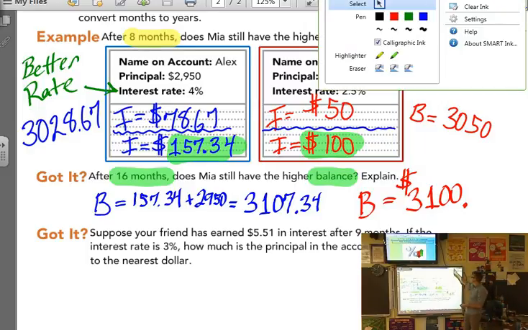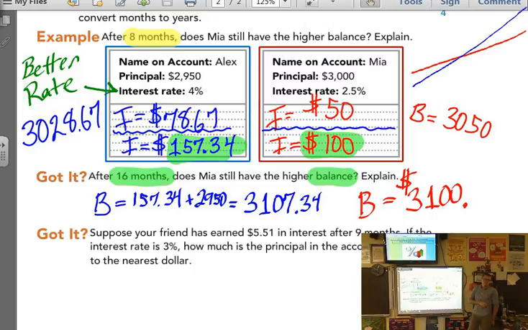What if Mia were to add money to her account? It depends if they would let you do that. If this was like a CD compared to a bank account, if it was just a bank account, you could keep adding money into the principal. But if your rate stays the same, Alex still has a better rate. She could add more and get above Alex, but if she leaves it, he'll still surpass her at some point because his rate's better. So it always comes down to who has the better rate.